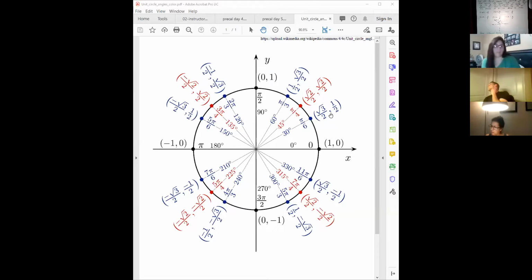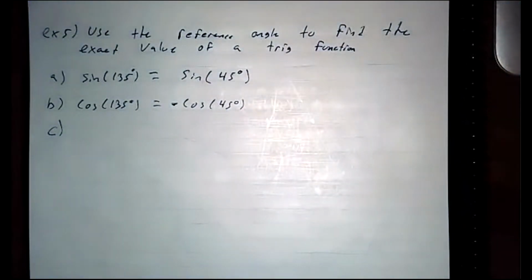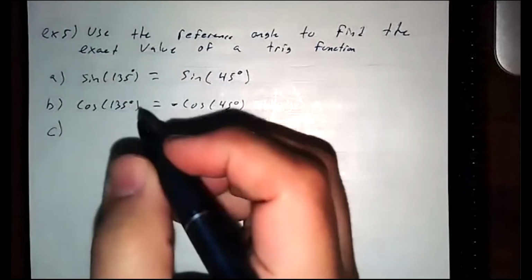So if you were to do tangent, right, you would divide these two, because tangent is sine over cosine. So you would divide 1/2 by this, square root 3 over 2. Okay, let's do one more and we'll move on to 7.5.